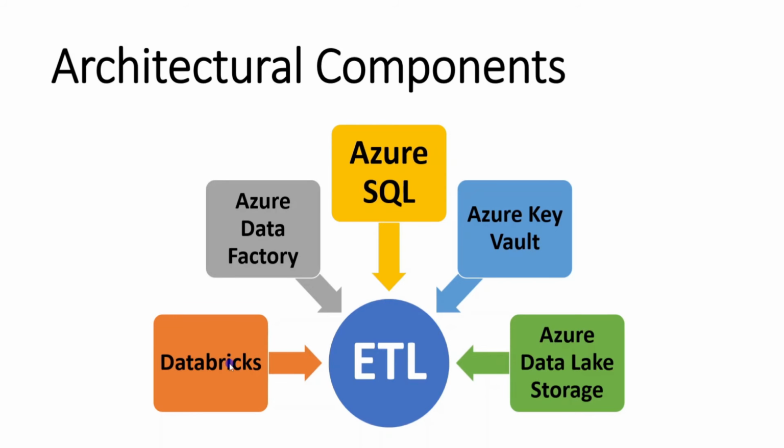And Azure Databricks has to integrate with various components like Azure SQL in order to pull the data and Azure Data Lake Storage in order to load the data. So for that, it has to integrate with other components. So it has to connect securely. For that, we are going to use Azure Key Vault to store the secrets so that Databricks can securely access those keys. These are the architectural components.